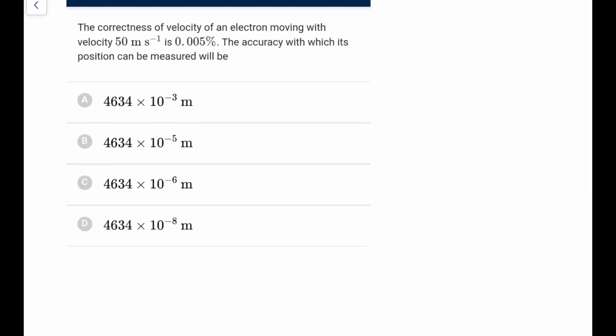The correctness of velocity with which an electron moves with velocity 50 meter per second is this. The accuracy with which position can be measured. So this is your classical case of the Heisenberg uncertainty principle. So what we can say, delta p into delta x, minimum case would be h by 2 pi, h by 4 pi, whatever you can write, it's up to you. So this is h by 4 pi, typically you write it. It doesn't matter because we just order the estimations, and here the options are very different, so it won't matter, we have to just check the order.